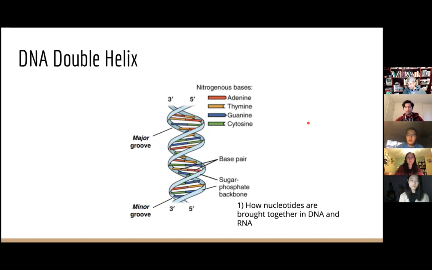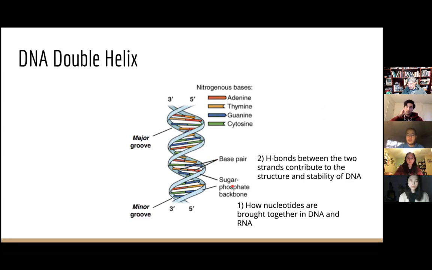First, I'll be going over how nucleotides are brought together in DNA and RNA, and more specifically through the sugar phosphate backbone. As you can see, there's a double strand, and each strand is made of sugars and phosphates. Then I'll be going over the base pairing between these two strands, which is done through the nitrogenous bases, adenine, thymine, guanine, and cytosine. And I'll be talking about how this base pairing forms the DNA structure and also provides stability.